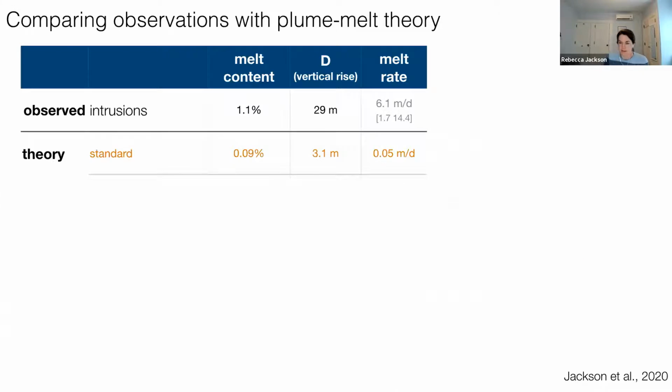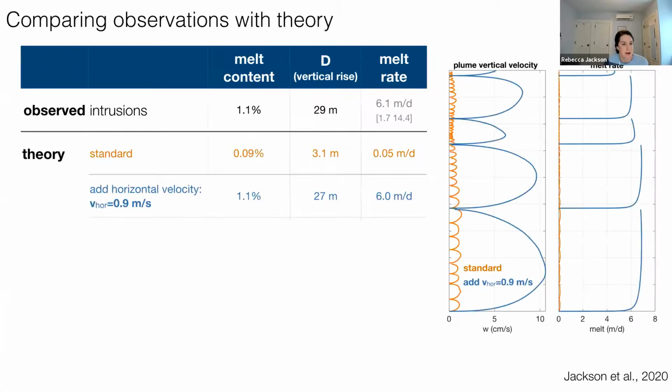So if I go back to this table, I can add a few different variations. The first one here is adding a kind of unrealistic horizontal velocity field, but asking how much velocity I would need to add to match the properties of the intrusions in terms of the melt content and the vertical rise. That requires about 0.9 meters per second of horizontal velocity. When you do that, the plumes have a much larger vertical upwelling velocity and much larger melt rate, because enhanced melting is driving enhanced upwelling.